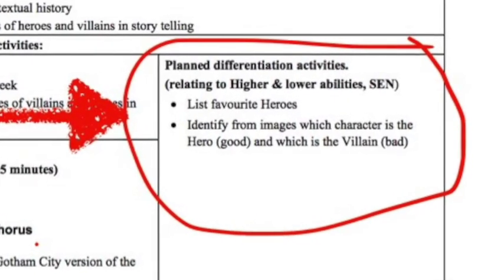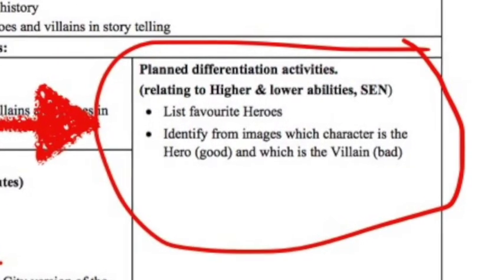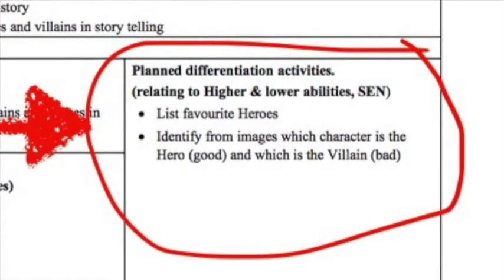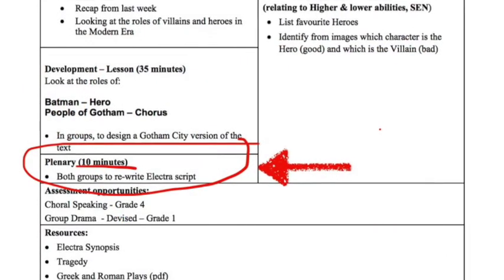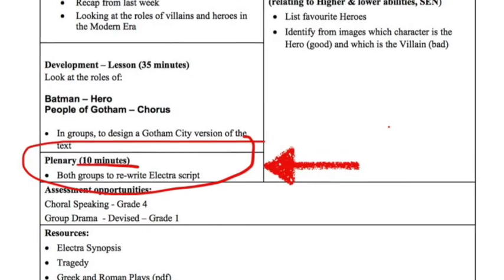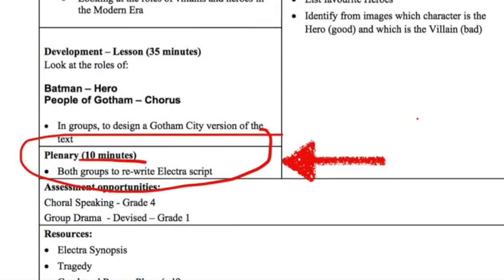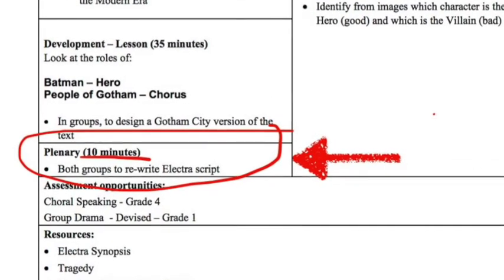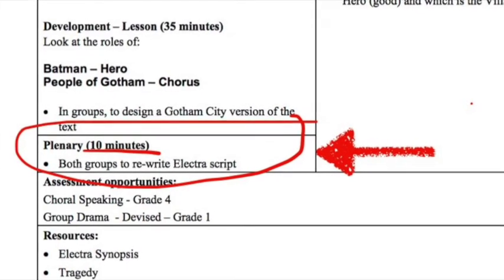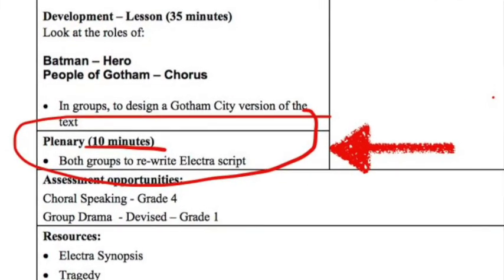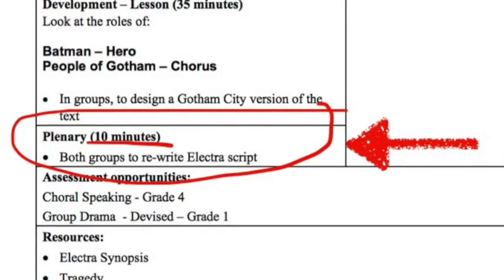Is this character the good character or the bad one? Is it the villain or the hero? If they can do that, then I'm happy that they are progressing. Now, once we have done the main body of the lesson, we have the plenary to the lesson. Have we met the objective? The hero in ancient Greek theatre. Well, we take a look at a script from Sophocles on Electra. They are going to have a chance to rewrite that script as a group, and then they're going to read it out to the rest of the class.